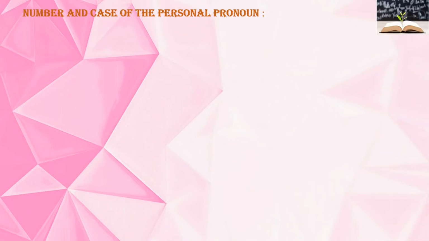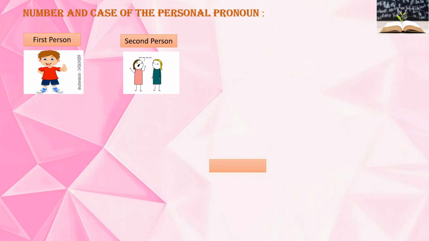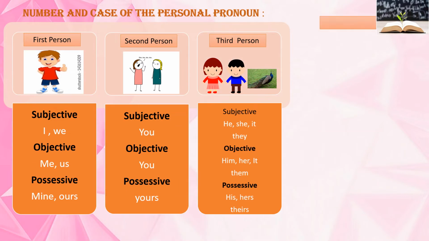Number and case of the personal pronoun. We have learned in the earlier part, children, that number means singular and plural. Here case means subjective case, objective case, and the possessive case. First person, second person, and third person. You can see first person, I.